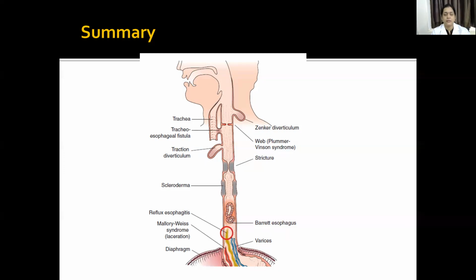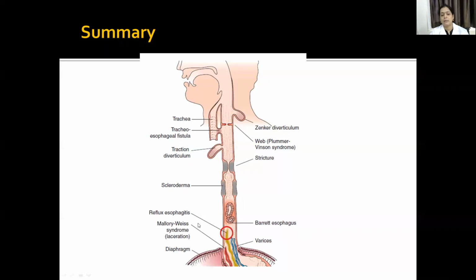And then reflux esophagitis, wherein the acid comes back into the esophagus, and the repeated reflux may cause heartburn. The patient complains of the heartburn, and then that prolonged reflux esophagitis may lead to Barrett's esophagus. Then Barrett's esophagus may lead to the adenocarcinoma in situ, and then the adenocarcinoma which can extend and kill a man's life, right?